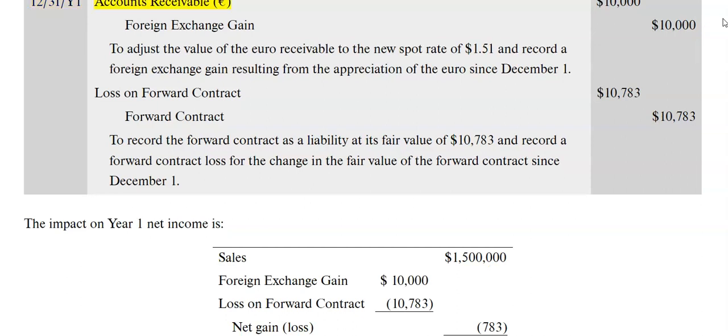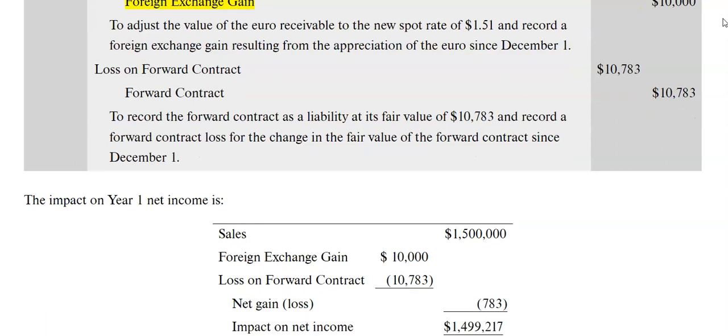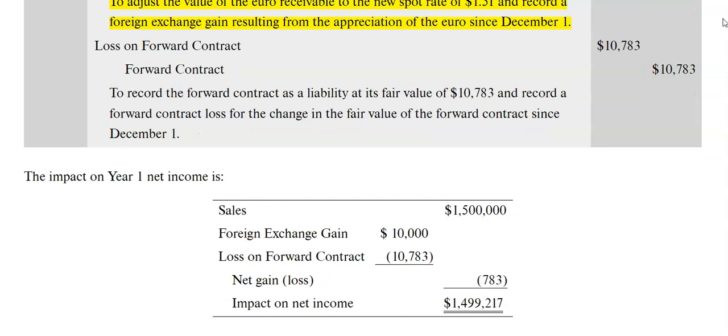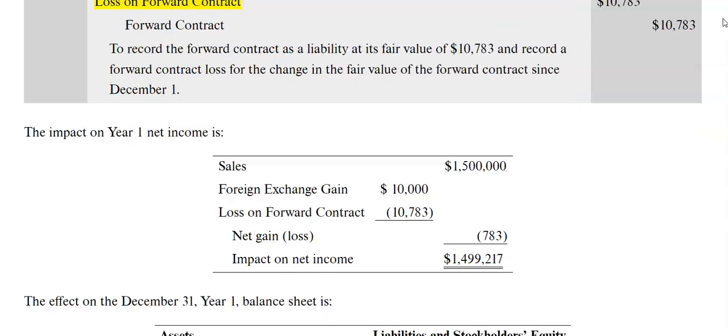12/31/Y1. Accounts receivable, Euro, $10,000. Foreign exchange gain, $10,000. To adjust the value of the euro receivable to the new spot rate of $1.51 and record a foreign exchange gain resulting from the appreciation of the euro since December 1.